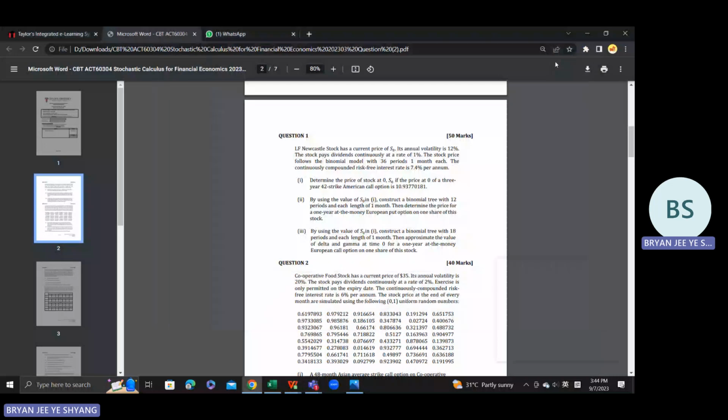Hi everyone, today I'm gonna discuss my stochastic calculus computer-based test question with you guys. Today I'm gonna discuss question 1 and question 7. Okay, so let's look at question 1.